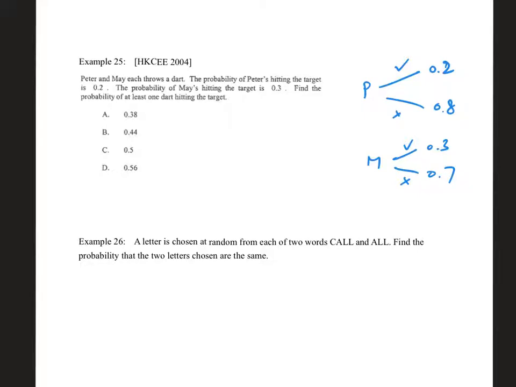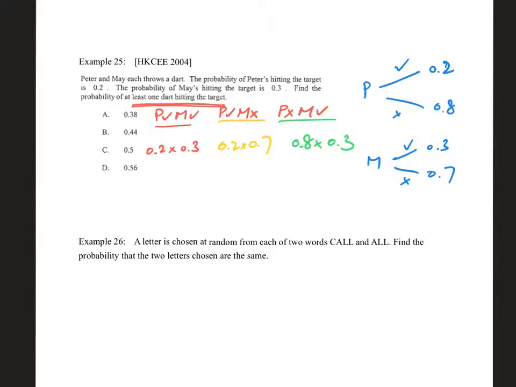When you are talking about at least one dart hitting the target, that means either one of them hits the target, so you have to count very carefully. Peter hits and May hits is one case, or only one of them hits: Peter hits and May doesn't, or Peter doesn't hit and May hits. So there are totally 3 situations. Let's list out the possible outcomes. First case is 0.2 times 0.3. Second case, 0.2 times 0.7. Third case, 0.8 times 0.3.